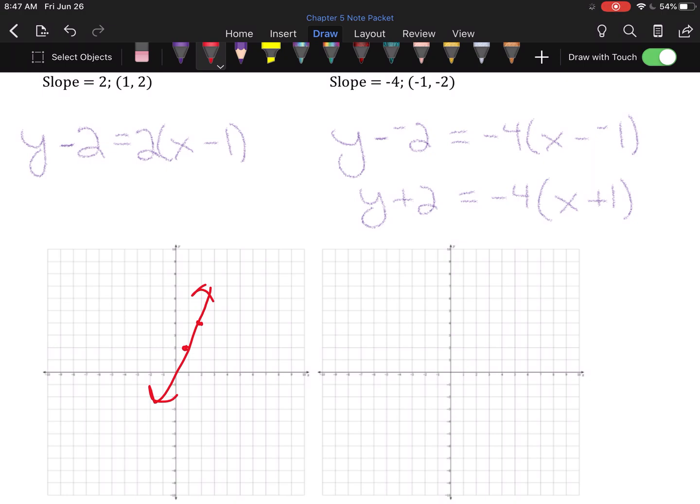To graph, again, what we do is we plot the point we were given. So -1, -2 says left 1, down 2, which is there. A slope of -4 means from that point I'm going to count down 4, right 1. It's not a fraction, so right 1. 1, 2, 3, 4 down, 1 to the right. There's my second point. All I need is 2 points for a line. Connect them, and we're good.